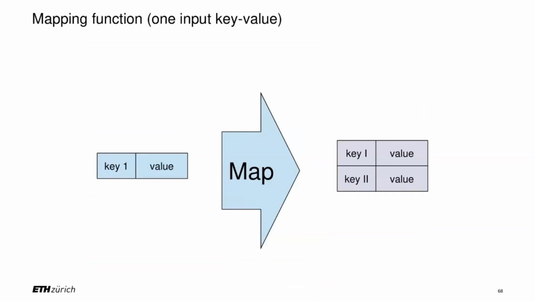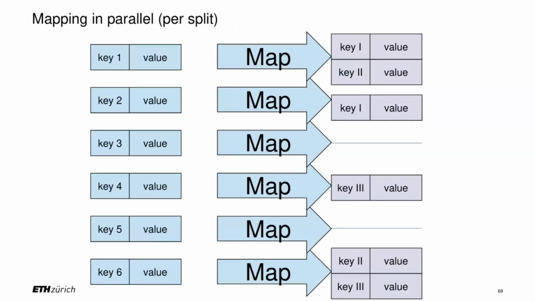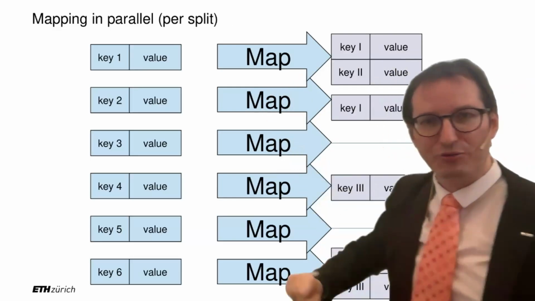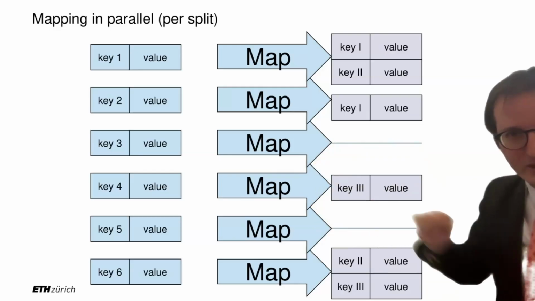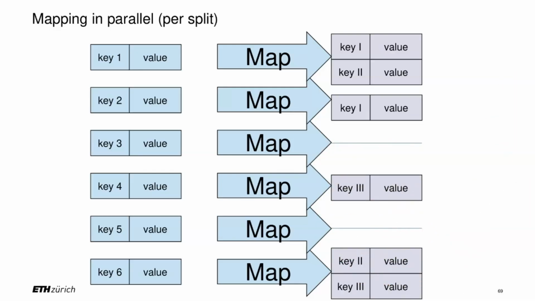Next, I'm going to do that not just for one key value, but for every key value. I'm going to call that map function. So you can see I told you 0, 1, or more. So here we have 2, here we have 1, here we have none, here we have 1, here we have none, here we have 2, right? So just to be fully generic.